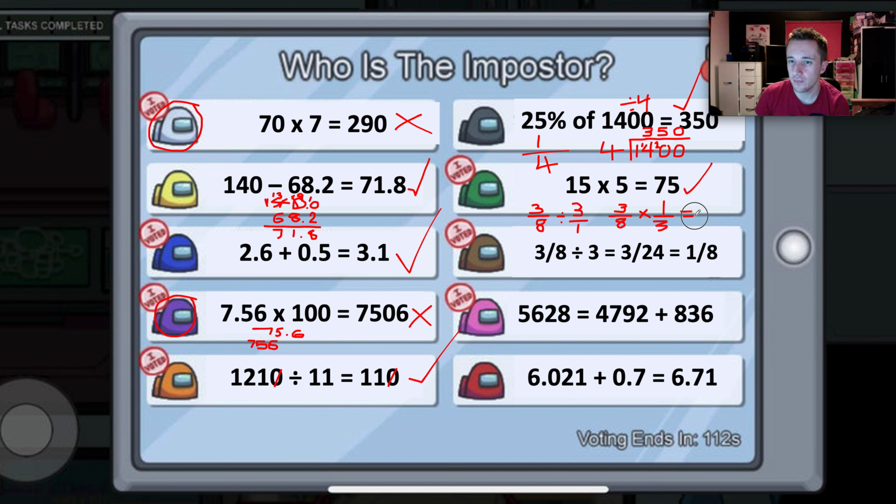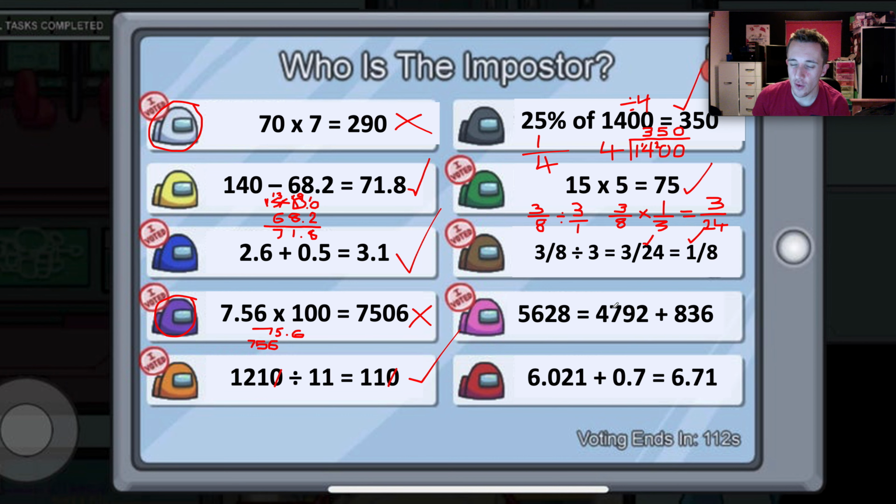3 times 1, we do the same, so we're going to do 3 times 1 is 3. 8 times 3 is 24. 3 over 24, that's correct, and it cancels down to 1 over 8. So that's absolutely fine.